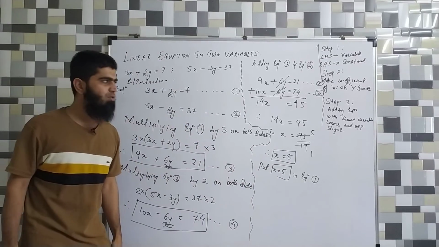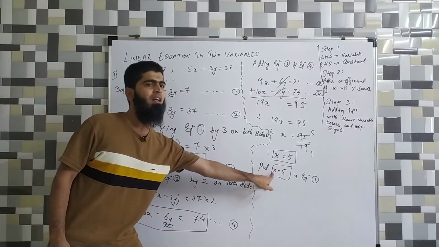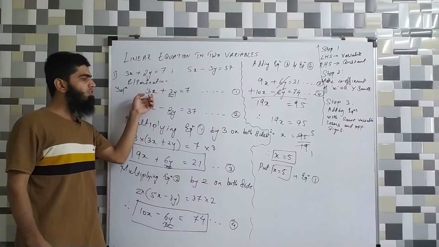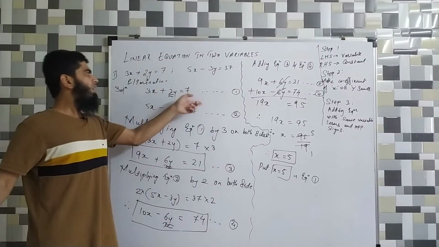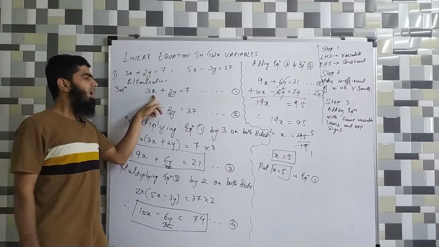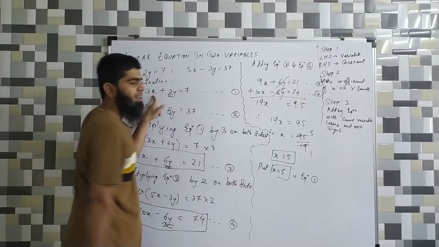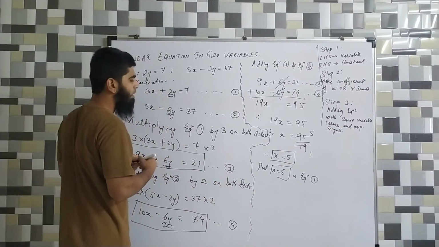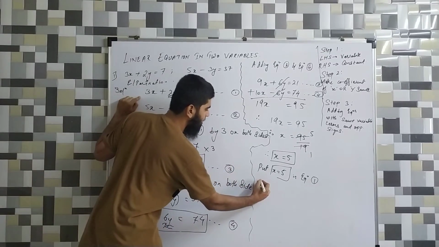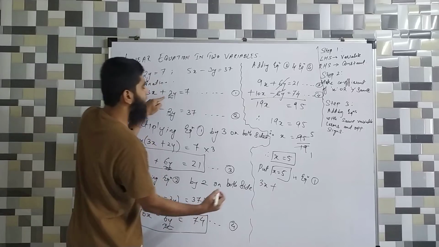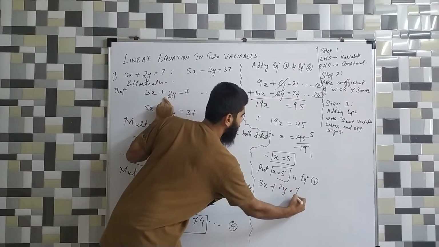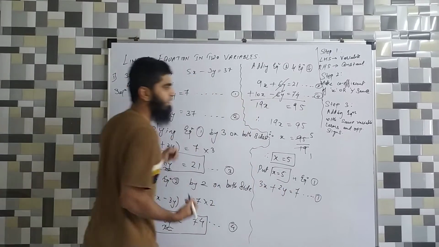Is this clear, my dear students? What do you mean by this statement? Put x is equal to 5. In equation 1, wherever you see x, I will replace it with 5 because x and 5 are equal. So I will write equation 1 once more over here. 3x plus 2y is equal to 7. This is my first equation.